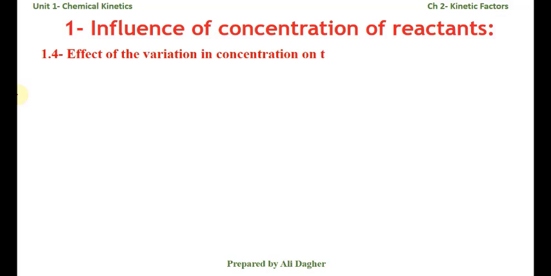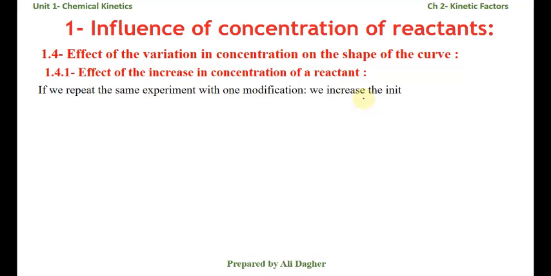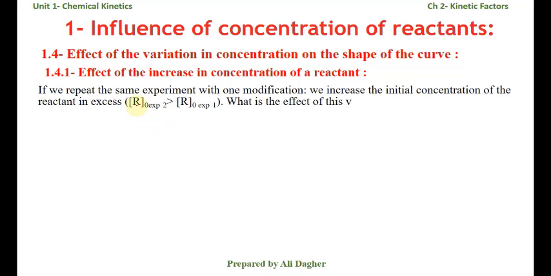1.4.1 Effect of the variation in concentration on the shape of the curve. Effect of the increase in concentration of a reactant. If we repeat the same experiment with one modification, we increase the initial concentration of the reactant in excess. That means the initial concentration of the reactant in experiment 2 is bigger than that in experiment 1. What is the effect of this variation on the shape of the curve?